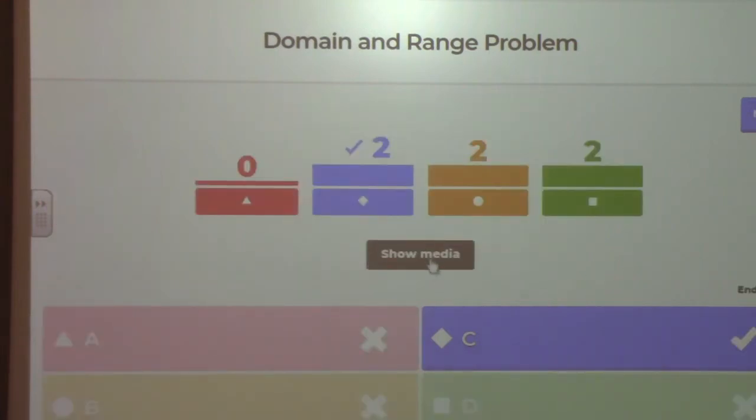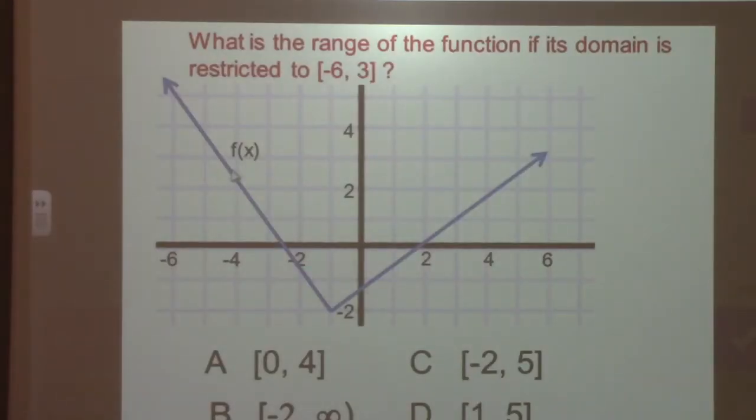Okay, let's talk about this. If we restrict between -6 and 3, that would be -6 and 3. So in between -6 and 3, the lowest value is -2, and the highest y value is 5. So -2 to 5 is going to be our range of this restricted piece of domain. You see that?